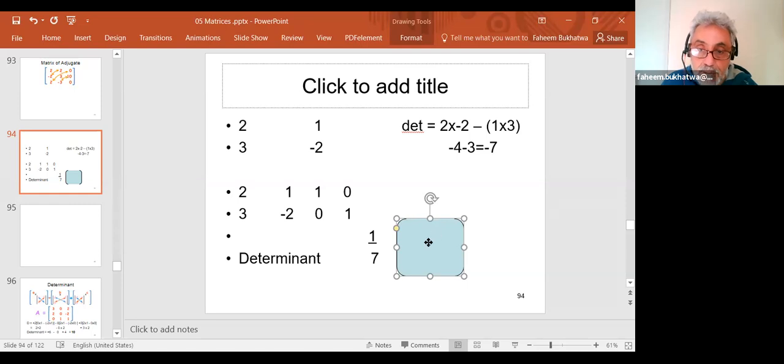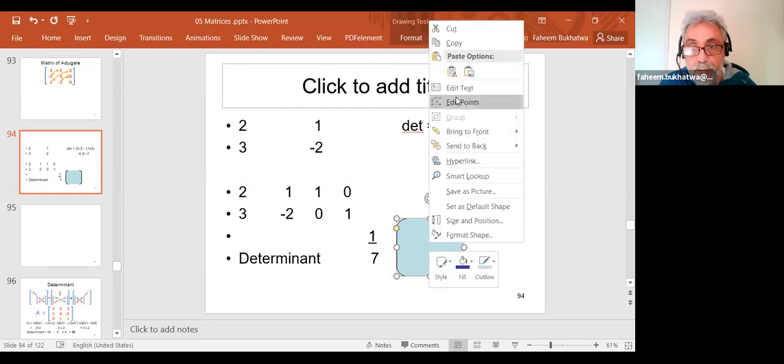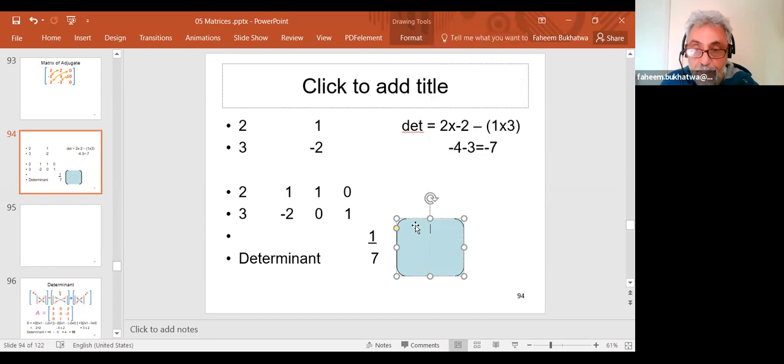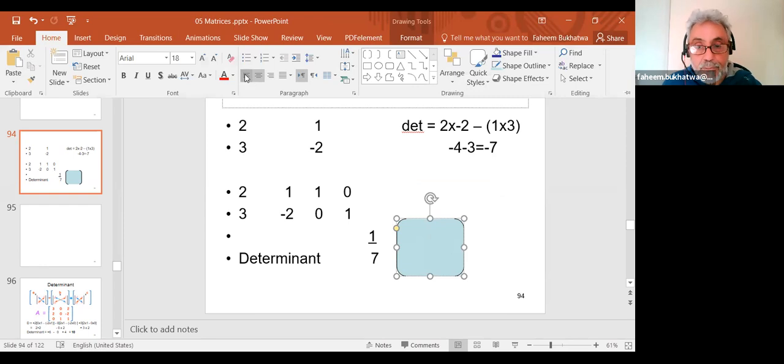Oh, can you write on top of this? Edit the text box. Yeah. It's straightforward. Yeah.